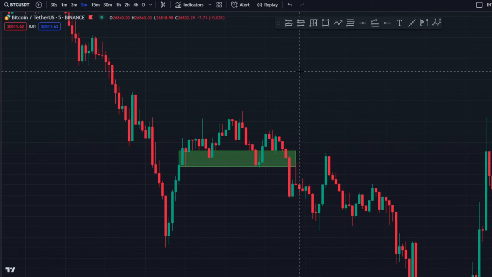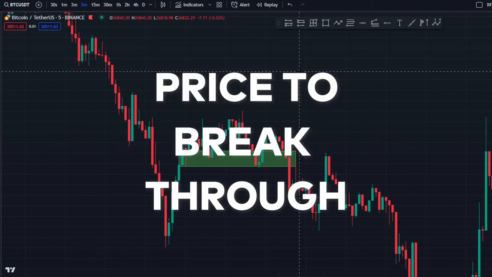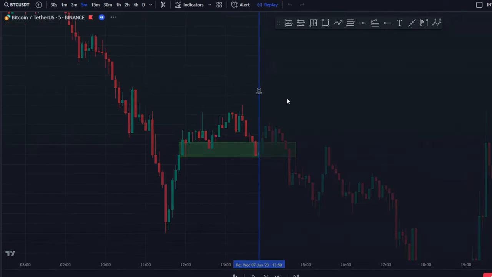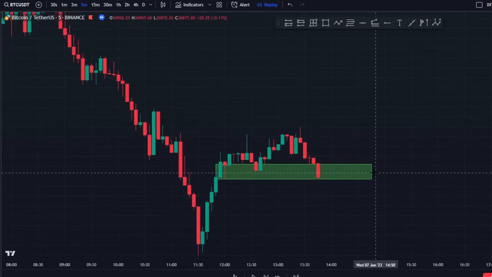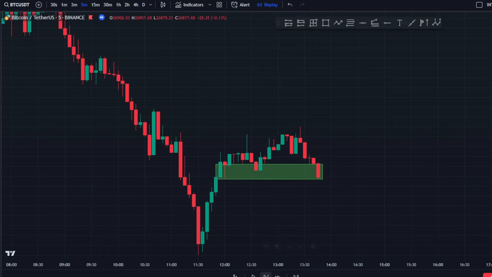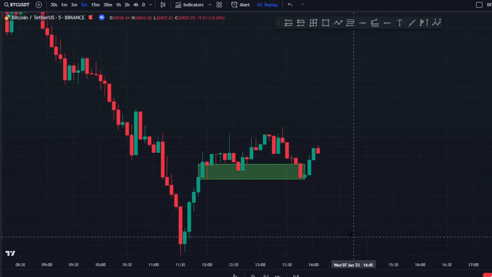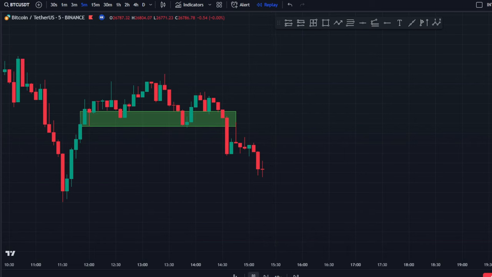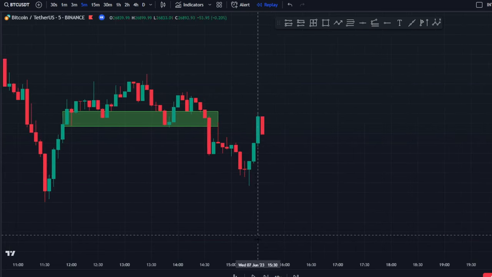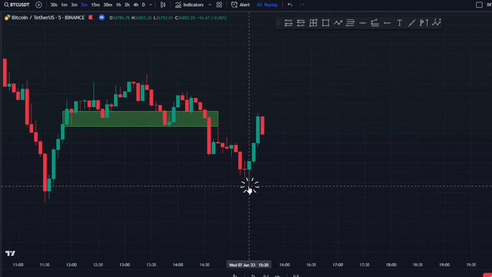Next, you want to wait for price to break through an area of support. Let's head back to the replay mode to show you what I mean. We previously already identified this area of support, and we wait for it to break. In this case, it's still being rejected. You want to wait for price to break through and make a lower low. So let's wait for it, and you can see here price has made a lower low on this candle.